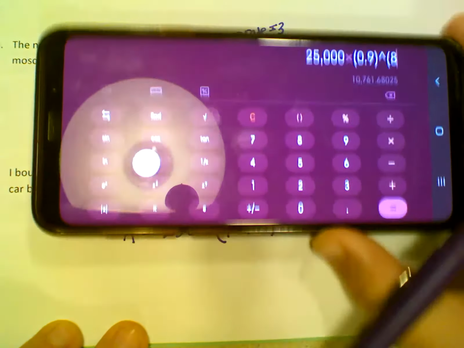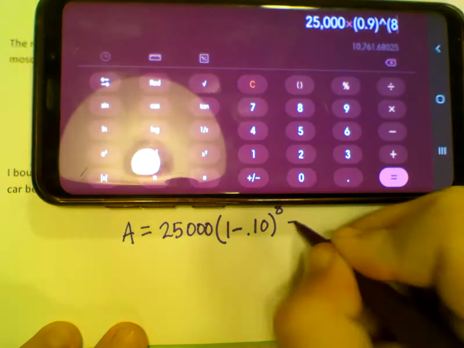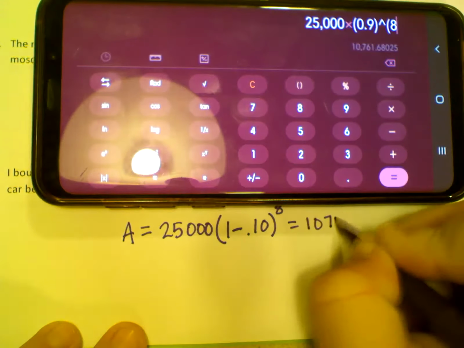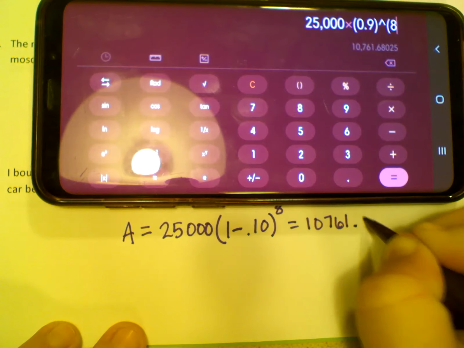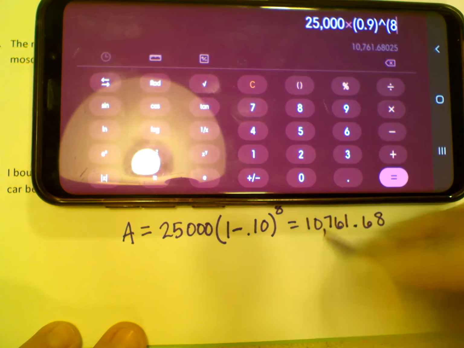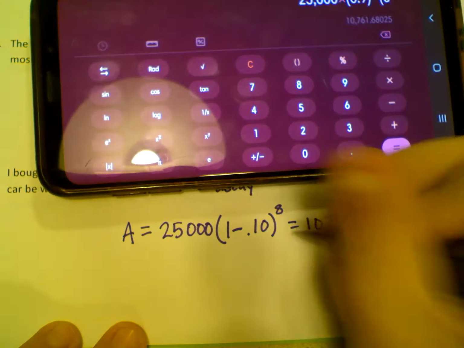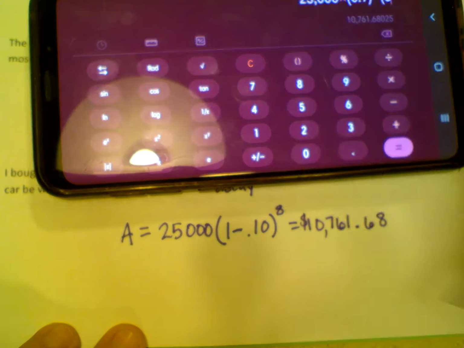So 10,761. And then this is money, so that means I need to round to 2 decimal points for a dollar amount there.